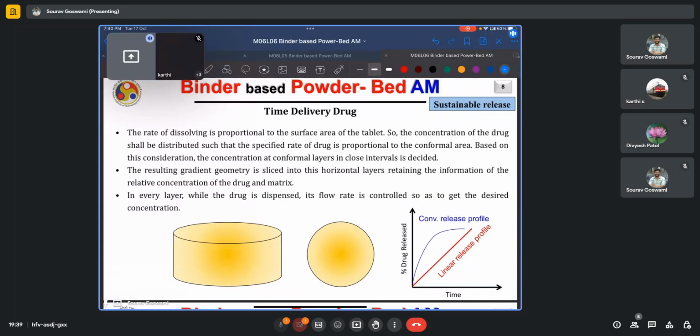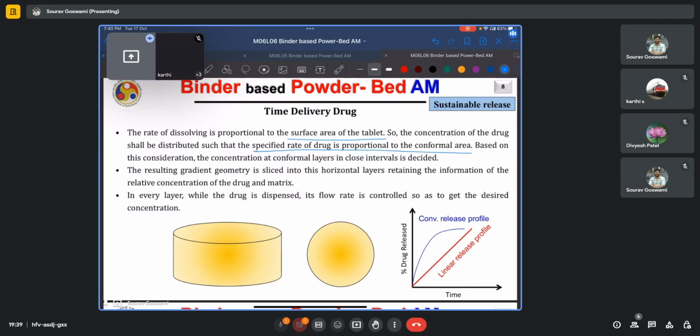So the rate of dissolution of such a drug or a tablet is actually proportional to the surface area. Because a drug gets diffused across the surface, the concentration of the drug should thus be distributed in such a way that the fixed constant rate of drug release is proportional to the conformal area. Because as we know, initially the surface area is high, and so the amount of drug that is released would also be high. But with time, the surface area keeps getting reduced as the tablet itself is dissolving.